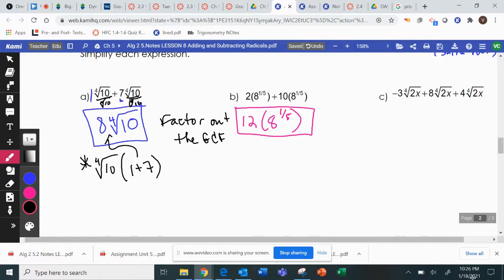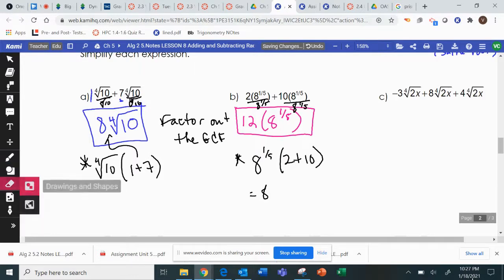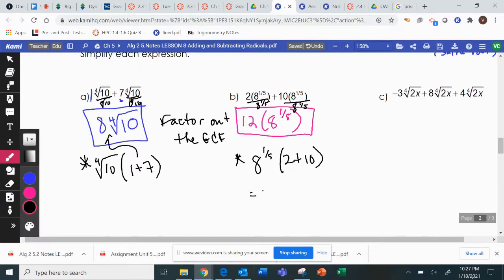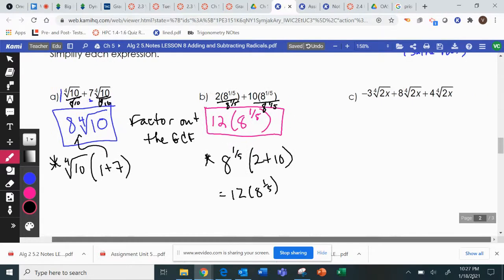For this one here, the GCF would be the 8 to the 1/5. So I would have that 8 to the 1/5 out front. And then inside the parentheses, I would have 2 plus 10, which is how I get 12. Sorry, I went the wrong way. 12, 8 to the 1/5. And we just rewrote it so the 8 to the 1/5 is second. So this is using the distributive property that we can do this.